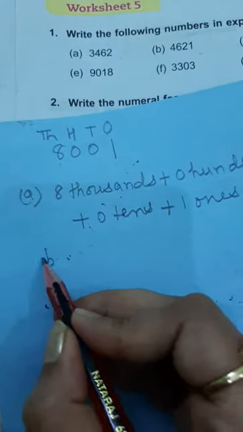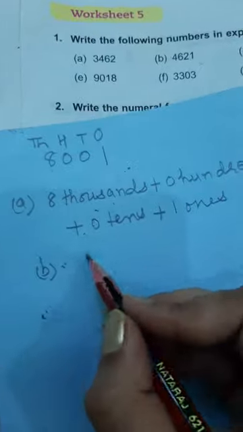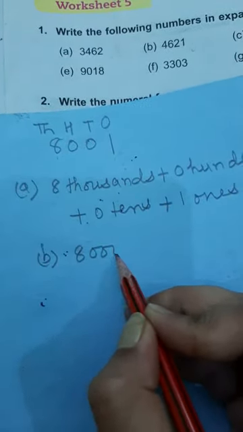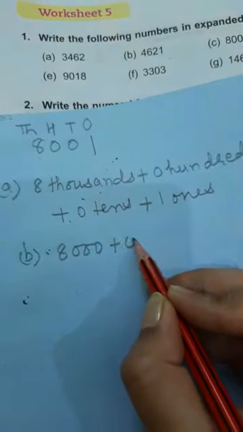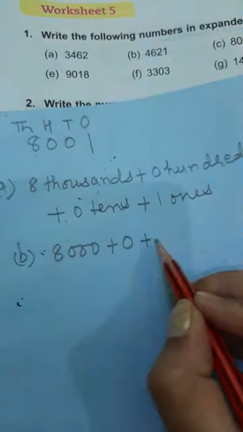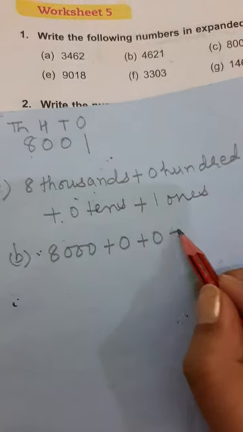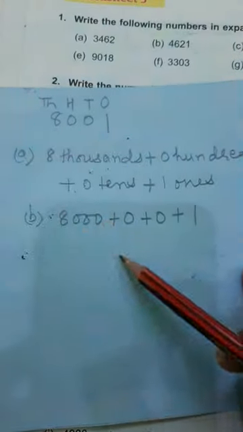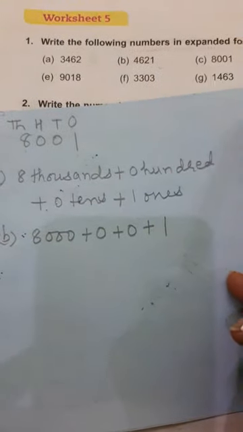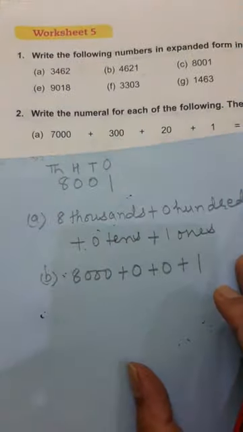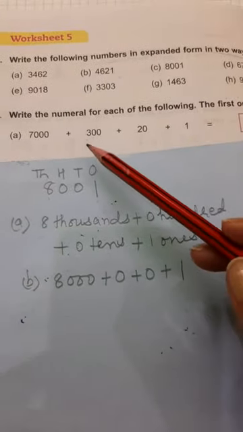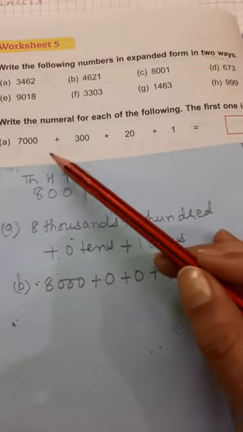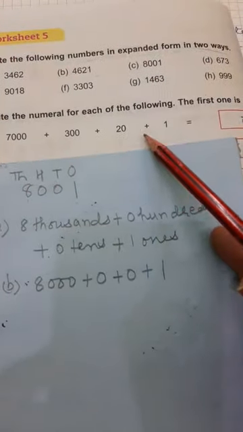And the second type is, now write it in the number form, 8000 plus 0 hundred, so 0 plus 0 tens, 0 plus 1 ones. So like this you can solve the question number first of this worksheet 5. And in the question number second also you can solve. You have to write it in the numeral form. This is 7000 plus 300 plus 20 plus 1.